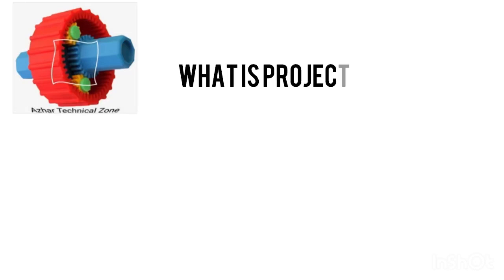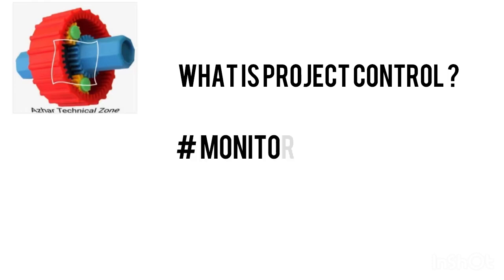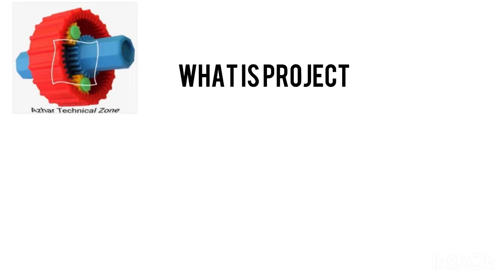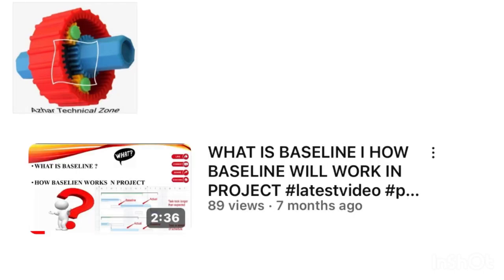So, first we will see what is project control. Project control is a critical aspect of project management that involves monitoring, assessing, and adjusting the various elements to ensure the project stays on track, on the baseline timeline or the schedule. If you want to know about the baseline, I recommend you watch the videos in my project management playlist. So now, moving forward and coming to the title of the video, that is, project control tools and techniques.